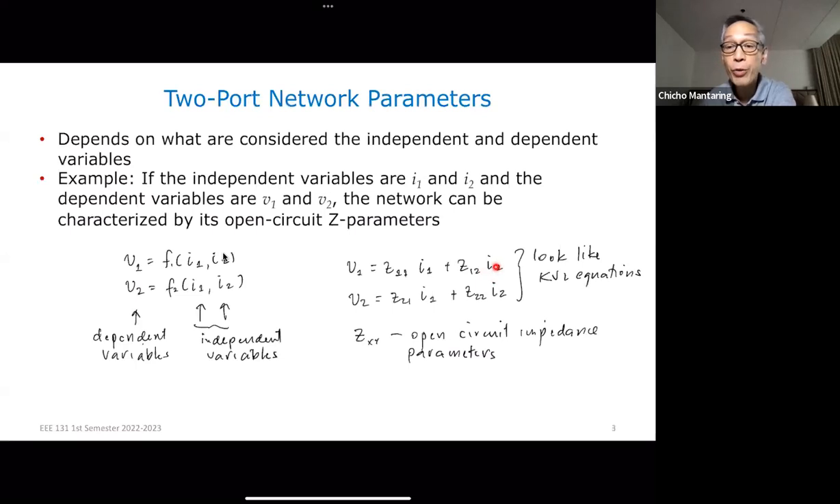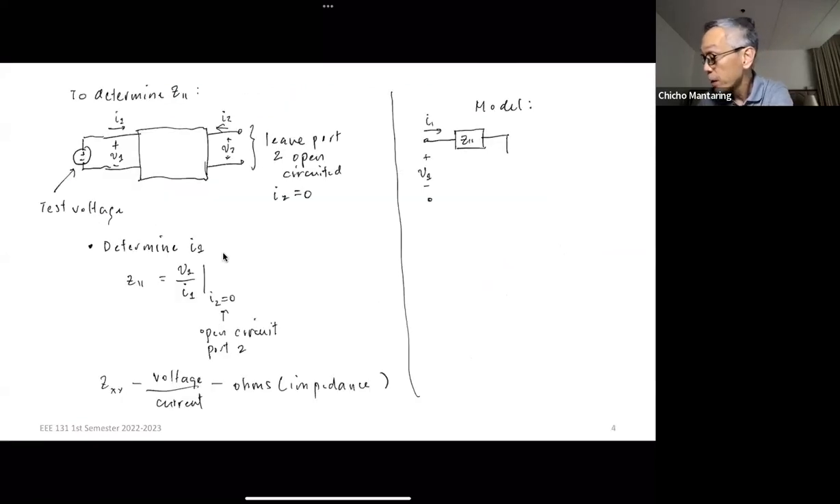Okay. Now I2 is a current in another branch, and therefore this must be a current controlled voltage source because I2 is a current in another branch. Therefore this must be a current controlled voltage source. Okay, so this is a current controlled voltage source, and the value of that is Z12 I2.